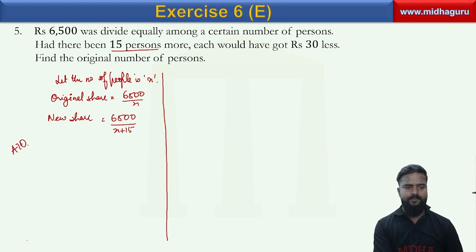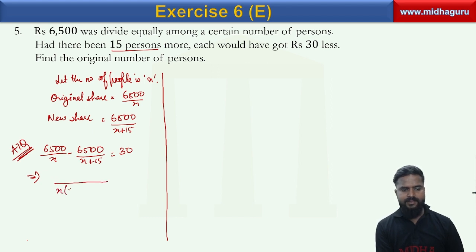So according to the question, since x plus 15 is greater than x, this fraction, that is 6,500 by x, will be greater. We do 6,500 by x minus 6,500 by x plus 15 is equal to 30. That's what the question tells us. So we take the LCM as x into x plus 15. Now we have 6,500 into x plus 15 minus 6,500x is equal to 30.